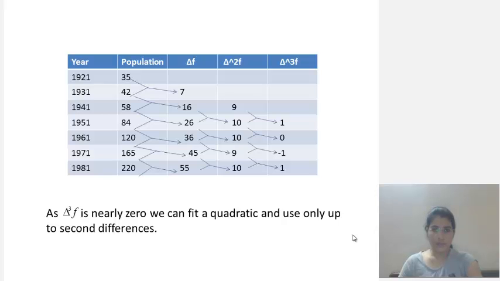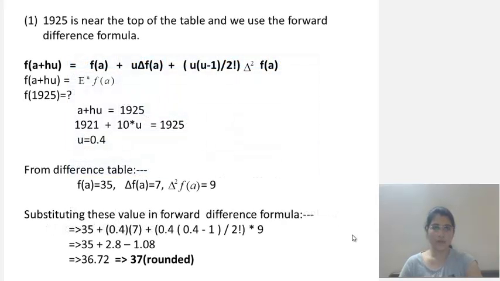Now we can see that delta cube f is nearly 0. We can fit a quadratic and use only up to second differences. Now we can see 1925 is near the top of the table, near to 1921. So we use the forward difference formula.